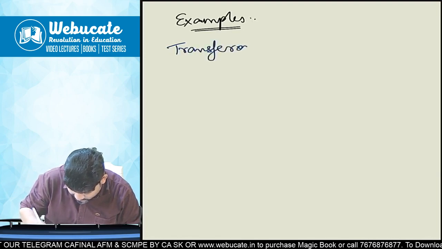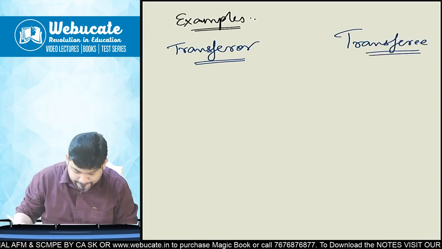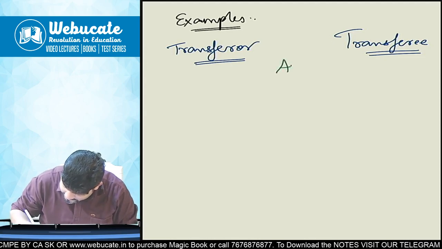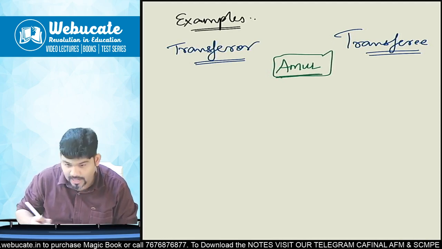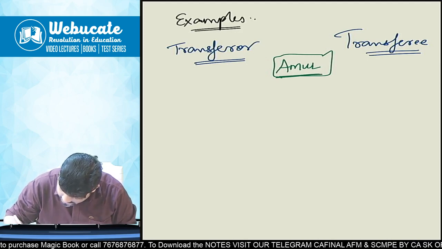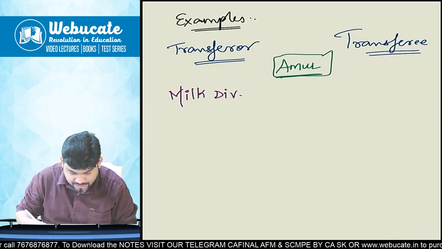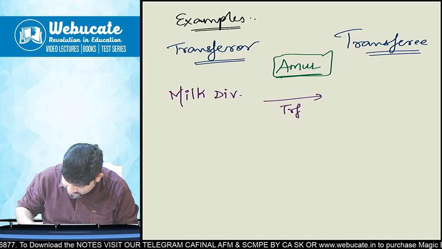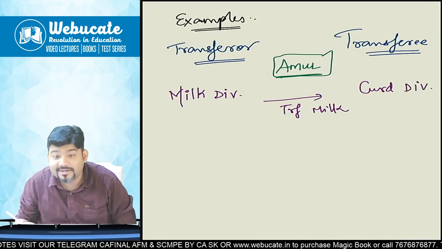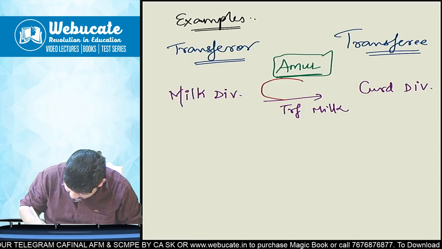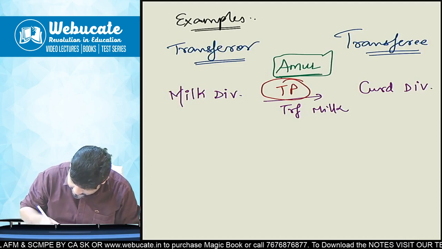Transferor. And then there is transferee. Okay. Then there is Amul. In Amul, there is a milk division which transfers milk to the curd division at a price called the transfer price. Okay, sir. Got it.